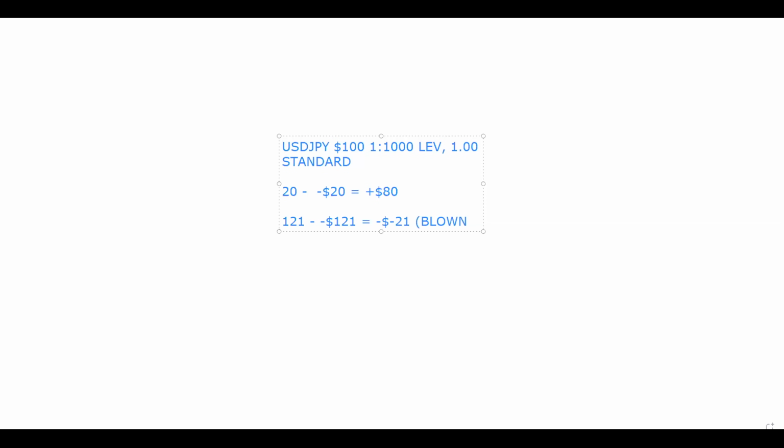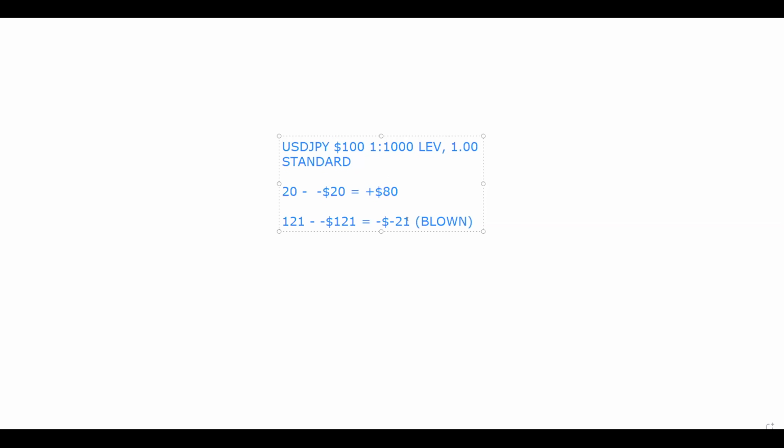Now, a recap on the first example. You are on USD JPY, $100, 1:1,000 leverage, standard lot size 1 on NFP. On a normal day, you are executing, your trade is going to start on negative $20. You are still left with about $80 equity, right? That is floating. During news, the spread could go up to 121. Therefore, you're going to start your trade on negative 121. Therefore, you actually owe the broker $21 because you only had $100.